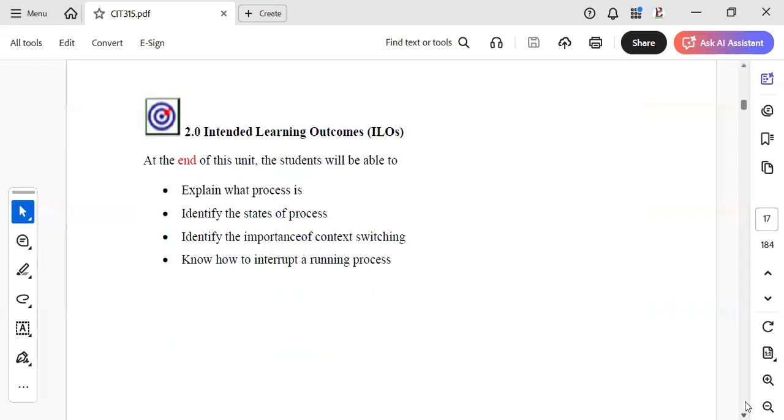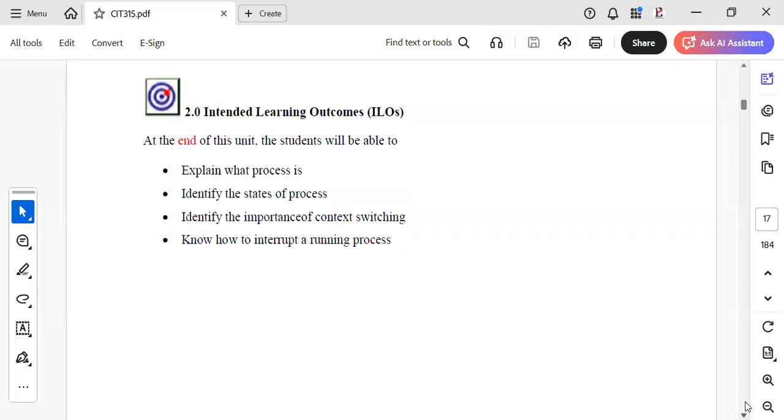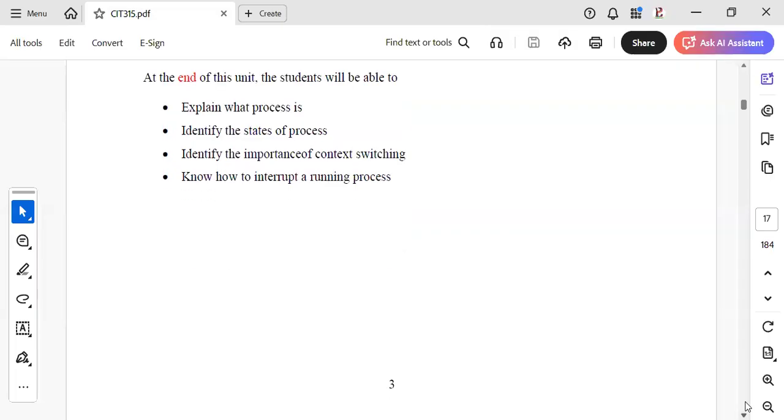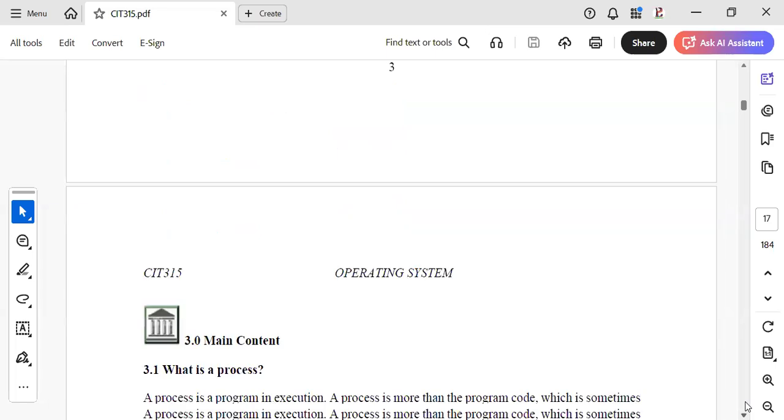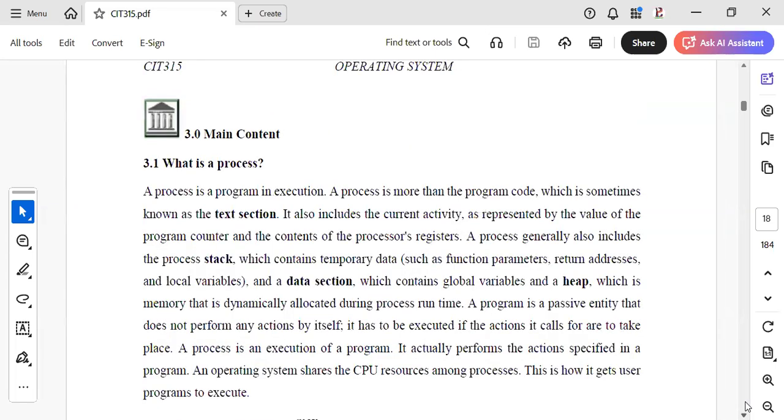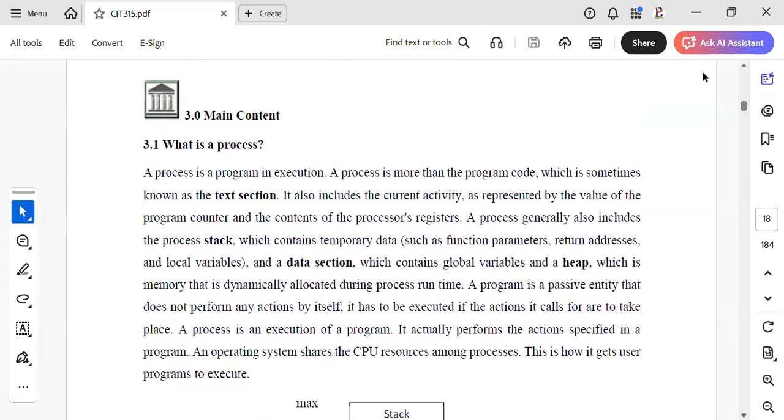Identify the states of process. Then we should be able to identify the importance of context switching, and then know how to interrupt a running process. So let's start there.